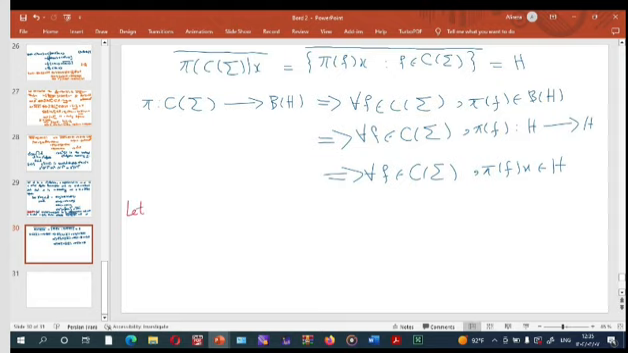Let mu be a finite positive measure on a sigma algebra. What is our sigma algebra?